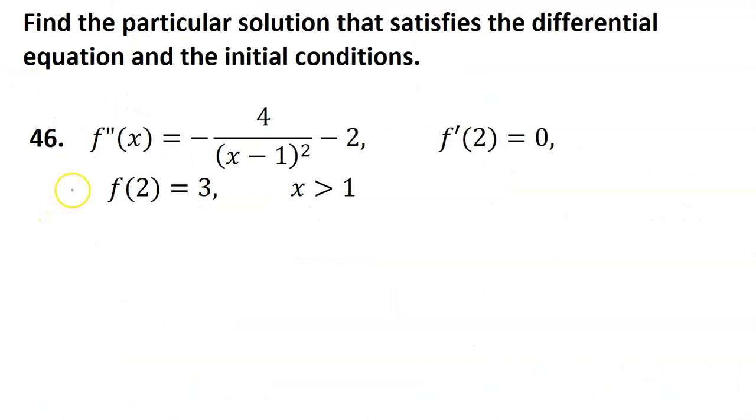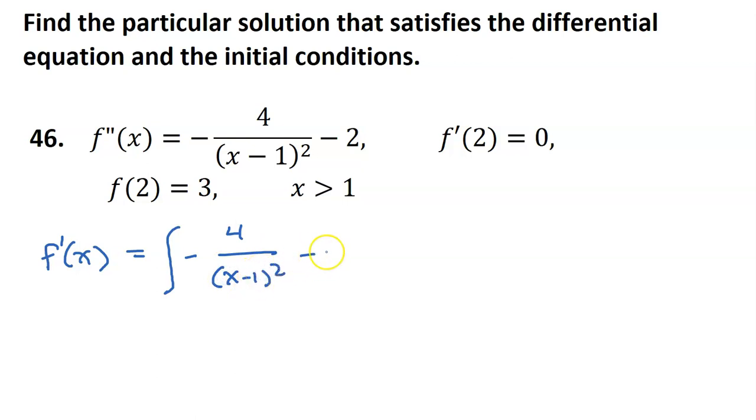For number 46, we need to solve a differential equation that involves f double prime. That means that ultimately we will have to integrate twice. So let's get started. If I integrate the left side of the equation, f double prime becomes f prime. So I will have f prime of x equals. Now I need to integrate the right side of the equation. So I have the integral of negative 4 over x minus 1 squared minus 2 dx.